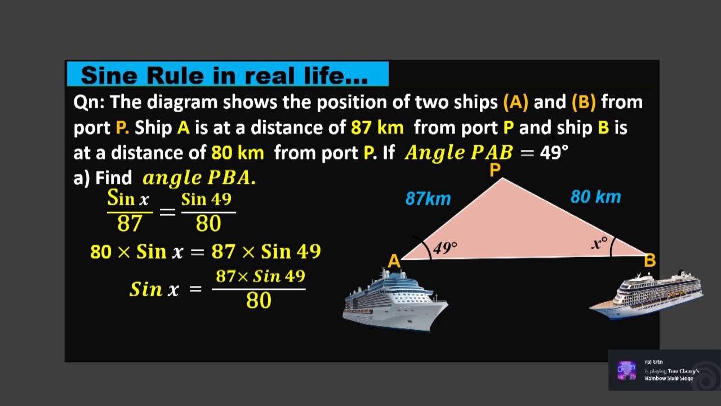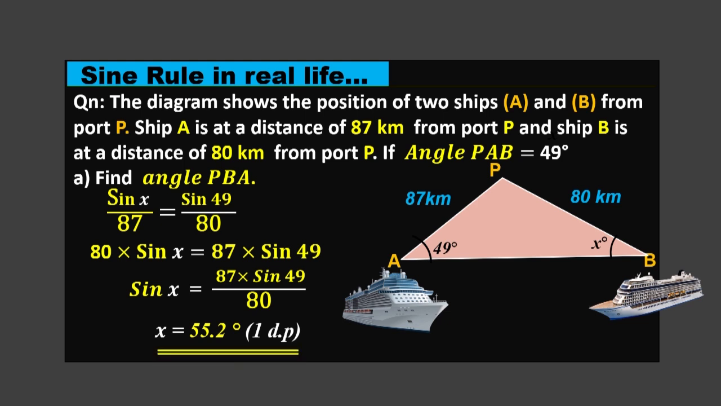So what would be the next step? You can place brackets, use the calculator, and ultimately your final answer after taking the inverse would be x equals 55.2 degrees, correct to 1 dp. So the answer for the unknown x would be 55.2 degrees.